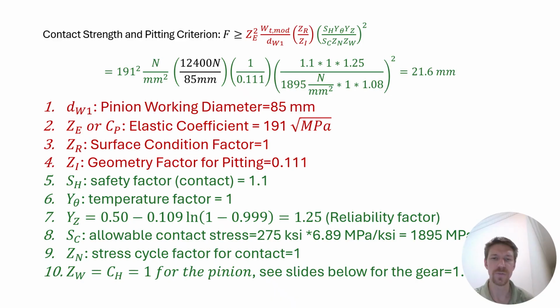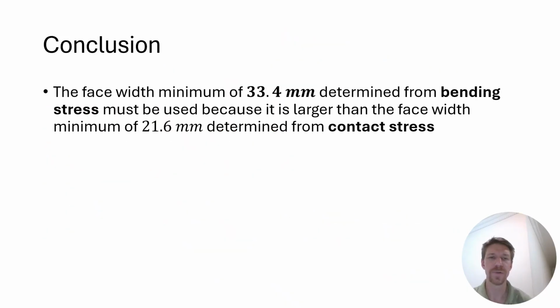Again, the temperature factor is 1. The reliability factor is the same as the bending stress, so it's 1.25. We convert the contact stress to megapascals to plug it in here, so that's 275 times 6.89, and so we get 21.6 millimeters.